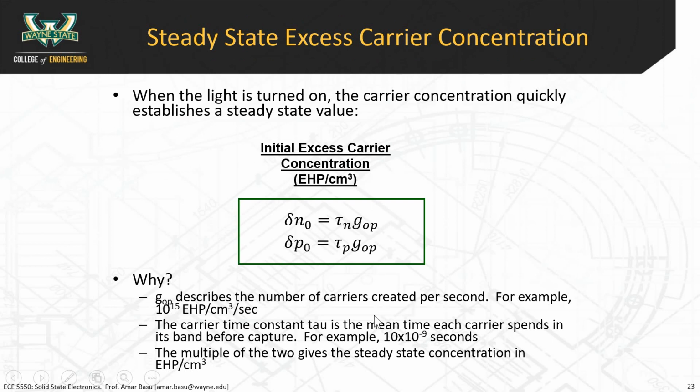Okay, I already talked about the equation for that. It depends on the time constant and the carrier generation rate. So a higher time constant means less recombination. G_OP is the generation rate. So if you have a high generation rate and less recombination, so a large time constant, then you're going to have a large excess carrier concentration.